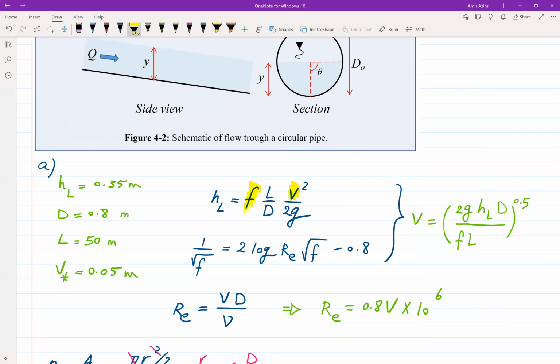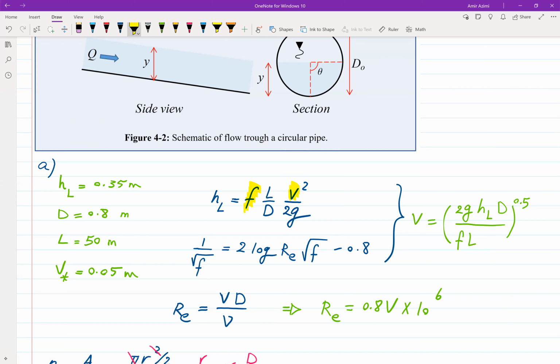And then we have another equation in the textbook, equation 4.16, which is another equation for explicit calculations. So we can use either of those. The first one, equation 4.15, is implicit, so it means that you need to do trial and error. The second equation, equation 4.16, is explicit, so you don't need to do trial and error.